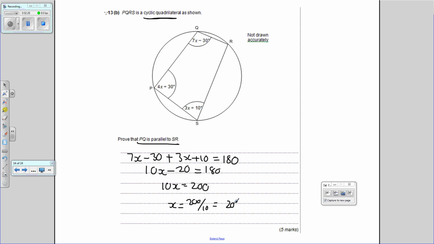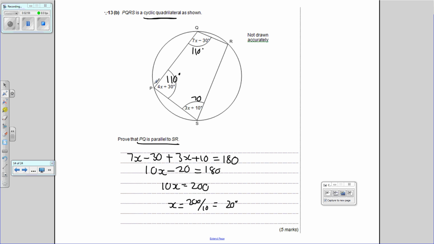Now you might be thinking, where does that get us? But because we know what x is now, we could work out these angles. So let's just work out those and see if we notice anything. If x is 20, this is 4 lots of 20, which is 80. 90, 100, 110. So this one is 110 degrees. This one is 3 lots of 20, which is 60, add 10, 70. This one is 7 lots of 20, which is 140, take away 30 is 110.